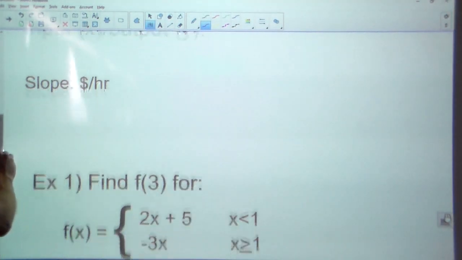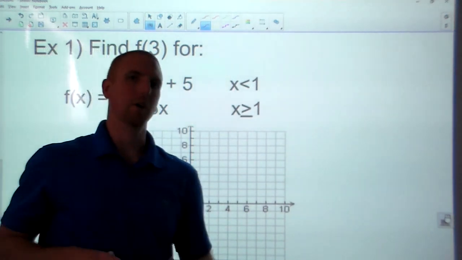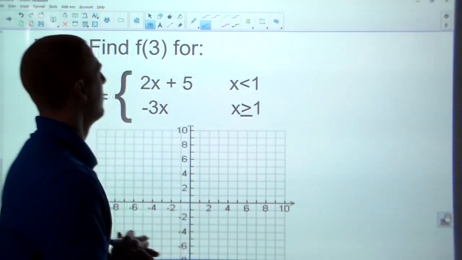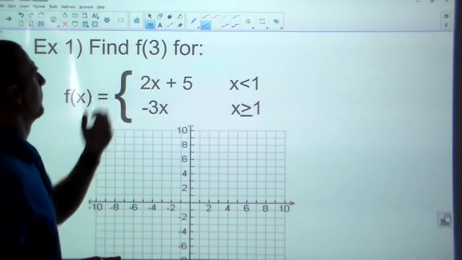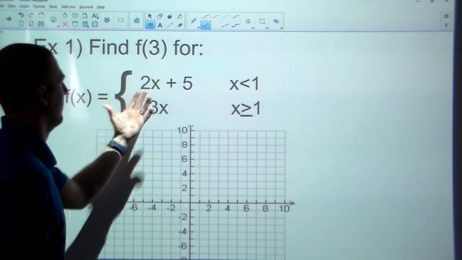So let's take a look at piecewise functions. Hopefully this is somewhat familiar, but I know that a lot of times it's a little shaky, so we'll go through it. So you're asked to find f of 3. I know you're probably familiar with algebra. You take 3 and plug it in for x.